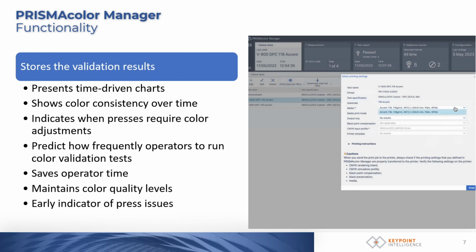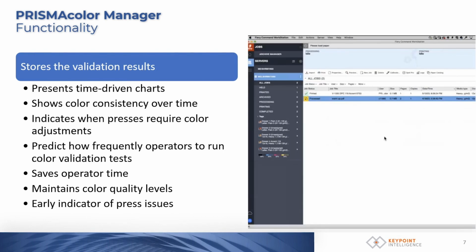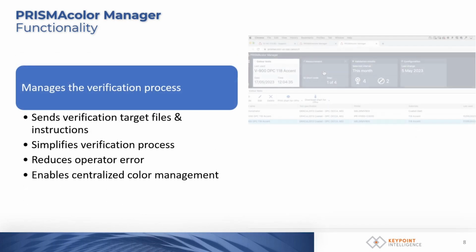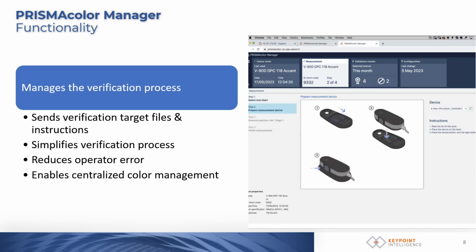PRISMAcolor Manager can also send verification target files and instructions to operators to simplify the verification process. This is important because there are a lot of options in target files, approaches, and verification methods, which can result in operator error. A color expert can centrally make those decisions to ensure that they are correct and consistent across all their presses, as well as sending measurement charts that are easy to scan.